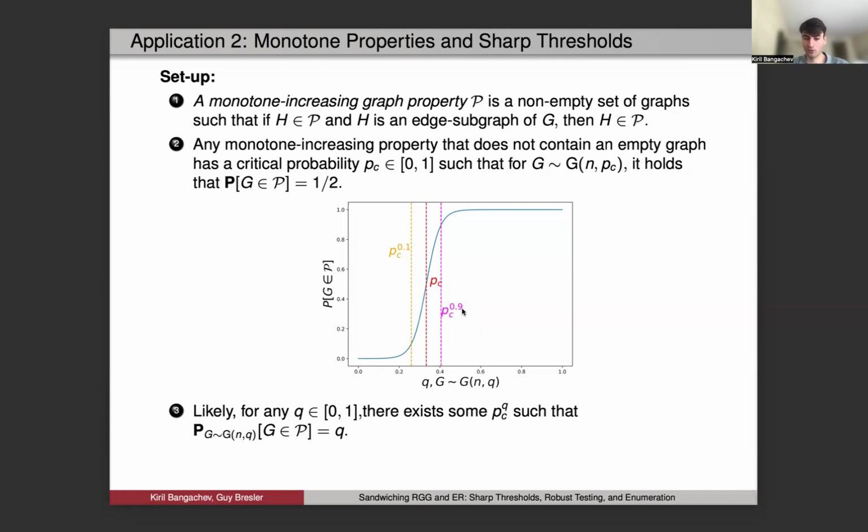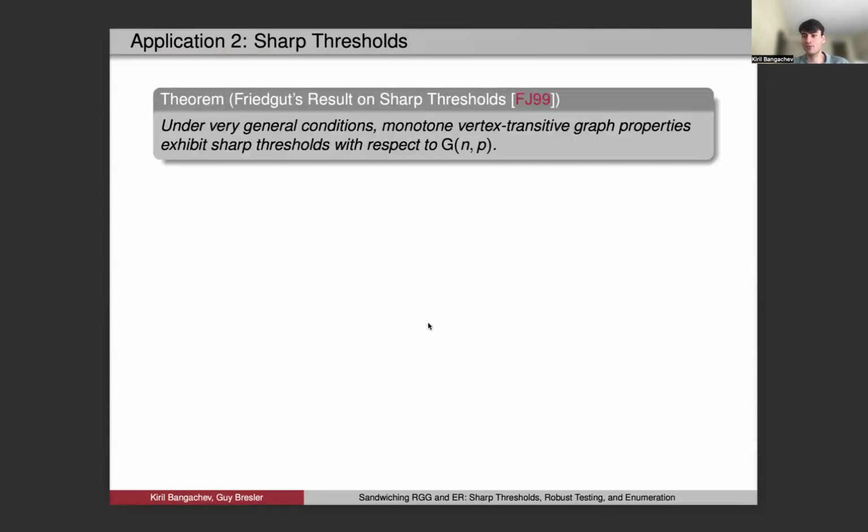Now, very important is that we say that the property has a sharp threshold if we jump from very low probability, like 0.1, to very high probability, like 0.9, in a very, very short interval, an interval smaller than this critical probability. What do we know about sharp thresholds? Well, it's actually one of the really milestone results in probabilistic combinatorics that under very general conditions, any monotone vertex transitive graph property exhibits sharp thresholds with respect to the Erdos-Renyi distributions.